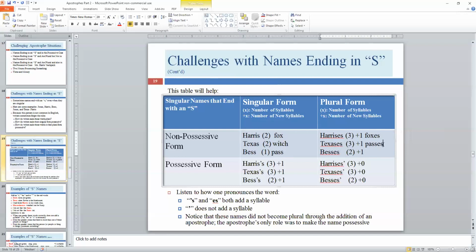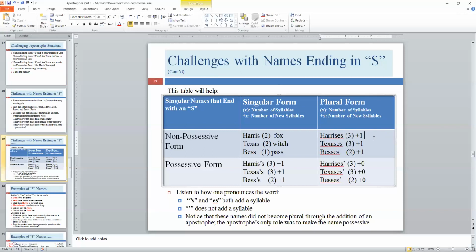This would also apply if we have a name that ends with an X, or some other letters, but we won't focus on those. So when you add a syllable to the name, you're going to add ES to it. So if we have Harris, and then we have more than one Harris, we have Harrises. We add a syllable, we go from two syllables to three syllables. We're adding a syllable, so we have to add the E to the S.